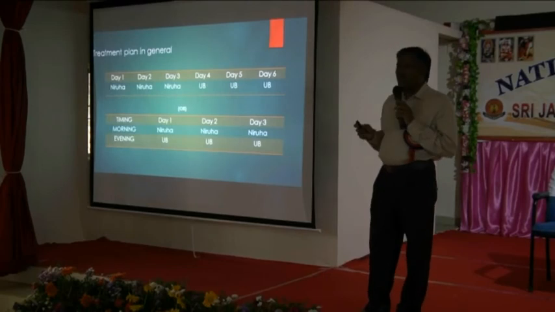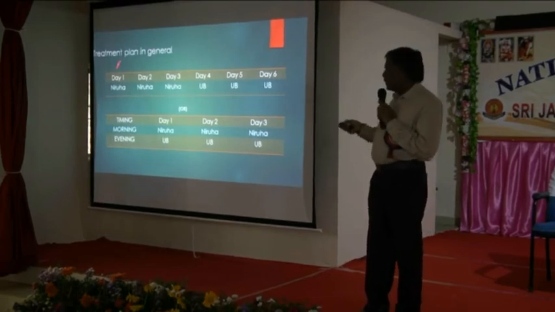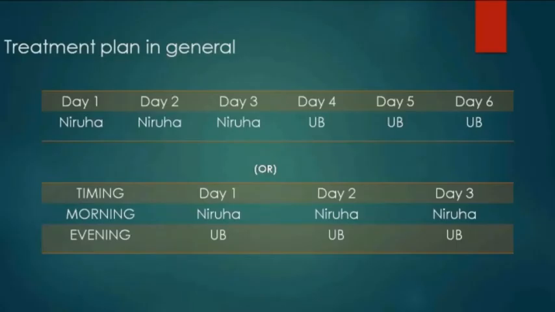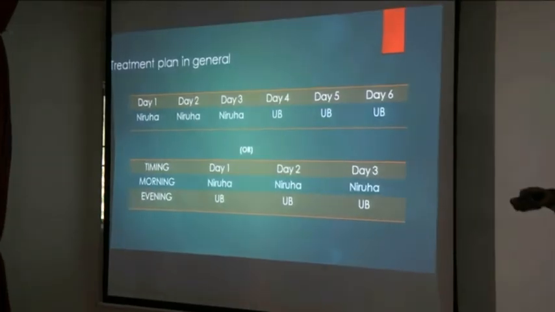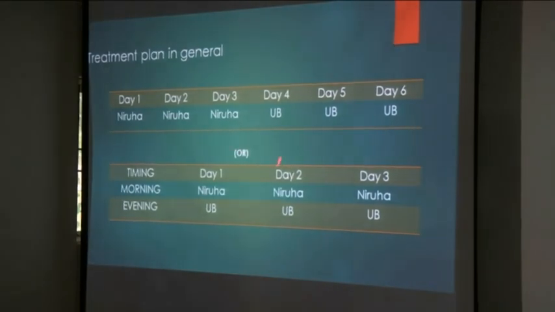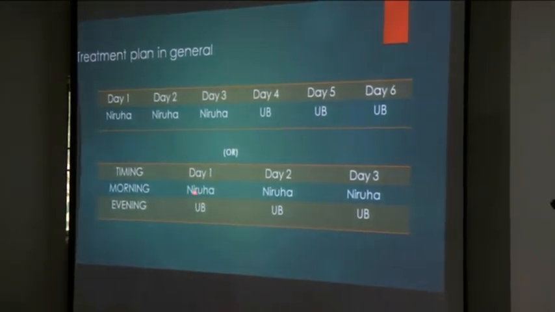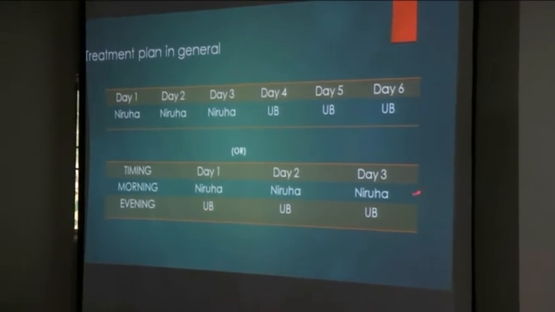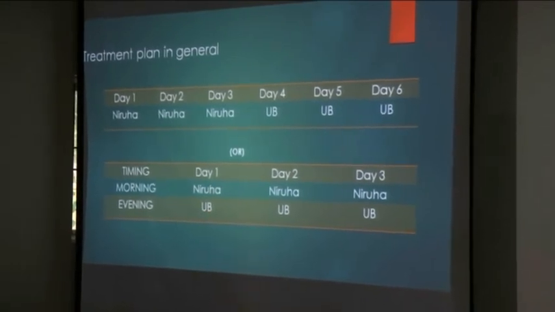The regimen I follow, if the patient is at OPD level and comes and goes, is Niruha Basti on the first, second and third days, then Uttarabasti for 4, 5, 6 days. I repeat after 2 weeks or a month, depending on the patient. If the patient is a non-local and wants admission, I give Niruha in the morning and Uttarabasti in the afternoon for 3 days.